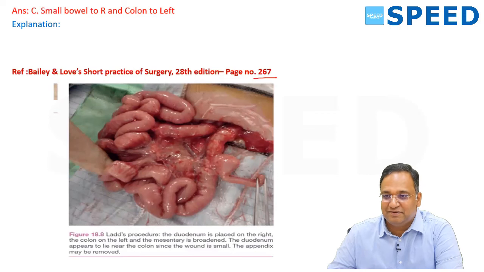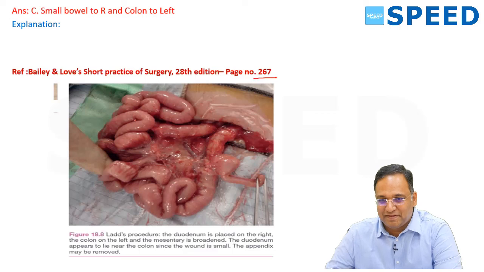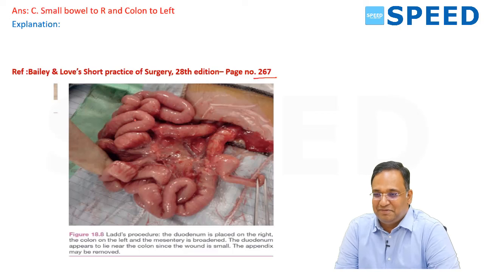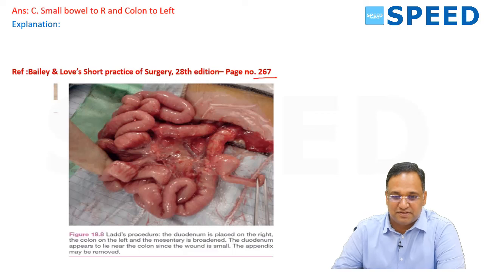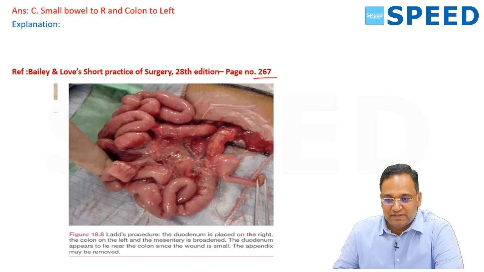See, Ladd's procedure is there in Sabiston and also in Schwartz. You see, the topic is common to all three books. But the close proximity to the reference where it is available, try to understand so that students can have some satisfaction that this is what I need to prepare, and in future also they should know where I should expect the questions. Ladd's procedure, duodenum is placed onto the right, colon onto the left.